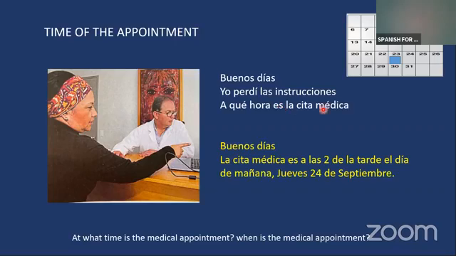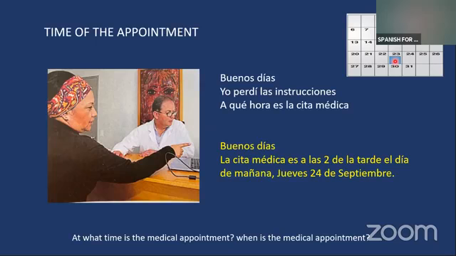And what's la cita médica? It's the medical appointment. And let's see what's happening here. Good morning. The medical appointment is at 2. What's de la tarde? De la tarde means in the afternoon. In the afternoon. El día de mañana. What's el día de mañana? Tomorrow. Tomorrow. And what day is going to be tomorrow?